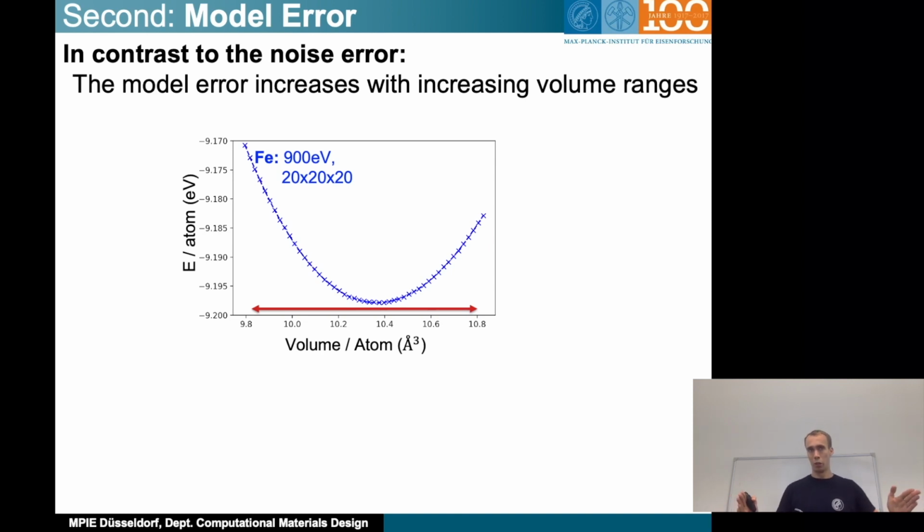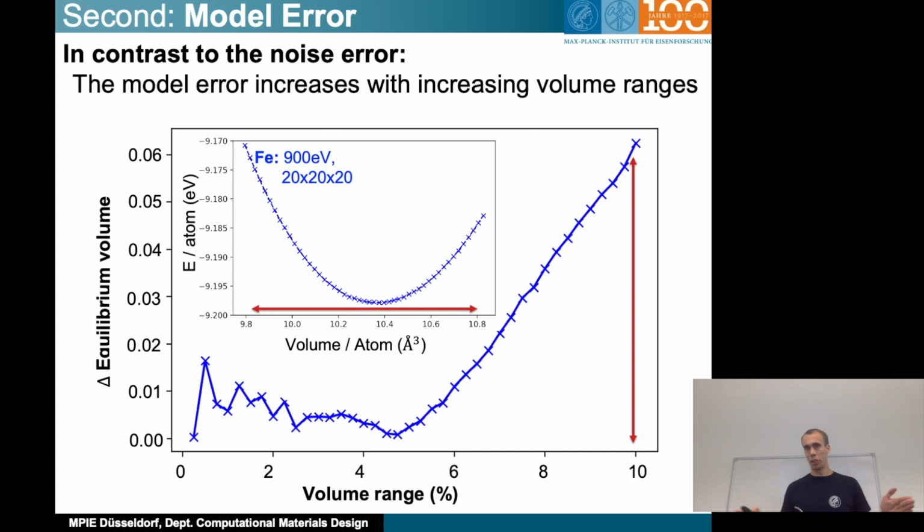So if you go to very large volume ranges, it's going to be difficult for the function to reproduce the exact shape. And if you go to very small volume ranges, the noise contribution is going to be more dominant. And that's exactly what we see. Right? So we see it here. So for the last volume range of plus minus 10%, again, this is the recommendation from the manual, we see we're dominated by the model error.